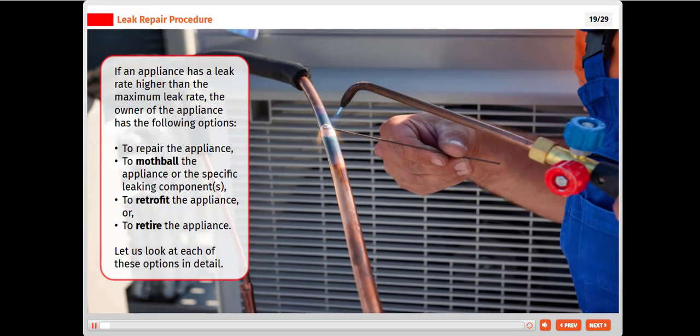If an appliance has a leak rate higher than the maximum leak rate, the owner of the appliance has the following options: to repair the appliance, to mothball the appliance or the specific leaking components, to retrofit the appliance, or to retire the appliance. Let us look at each of these options in detail.